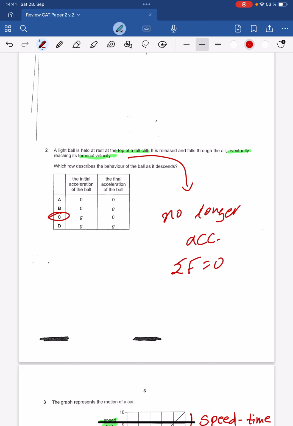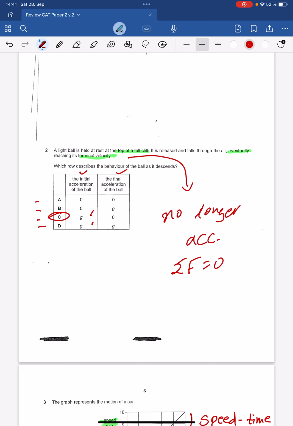Which row describes the behavior of the ball as it descends? Now, the structure of this multiple choice question is pretty standard for paper 2. You're going to have 4 options, A, B, C, and D, and then you need to find the right condition for the first criterion and the second criterion. So you need to read them very carefully. The first column is asking for the initial acceleration of the ball. The ball is falling from the top of a cliff, so we should know that it falls with gravity's acceleration. So the only accepted answers could be C and D.